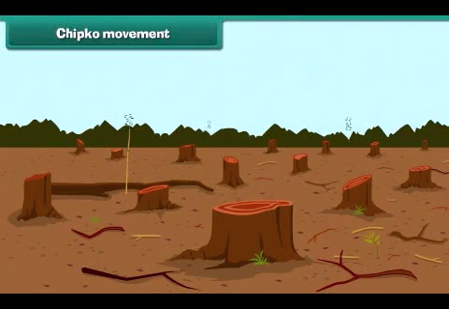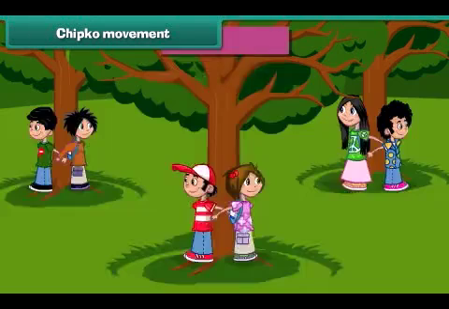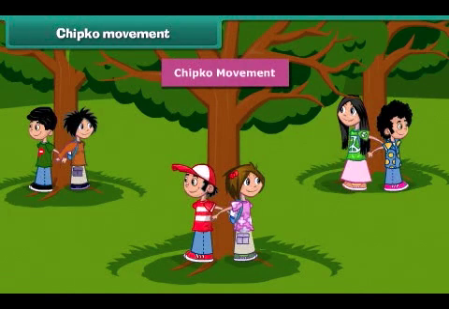Now we know about an event related to protection against the cutting of trees. The Chipko movement or Chipko Andolan, literally 'to stick' in Hindi, is a social ecological movement through the act of hugging trees to protect them from being felled.